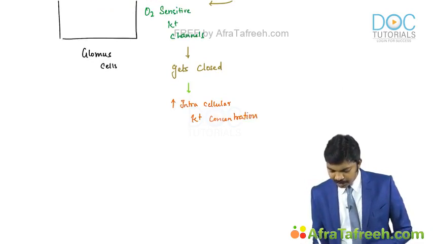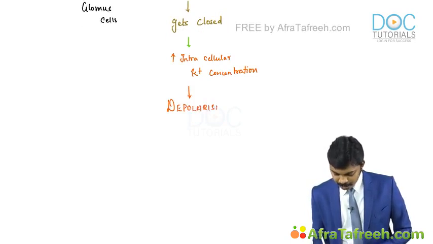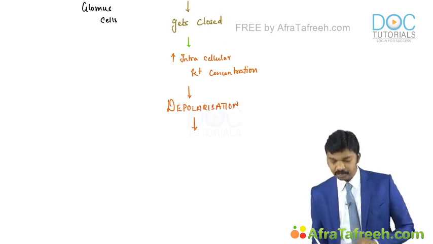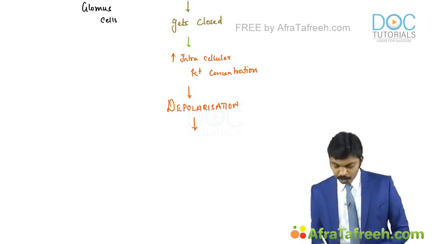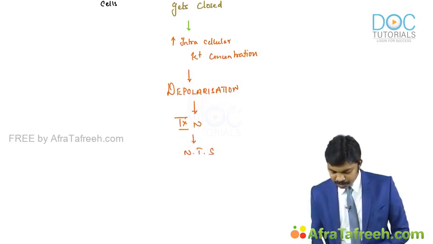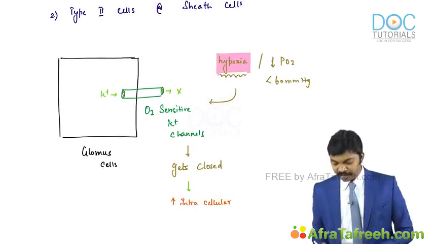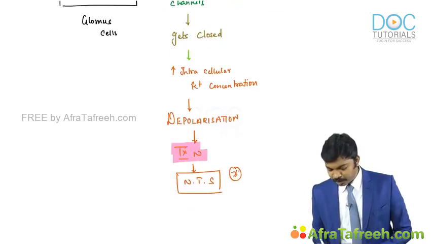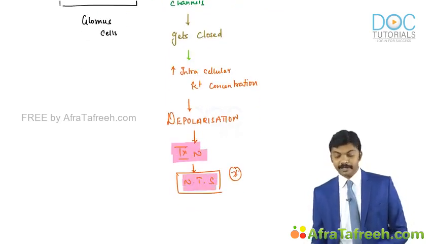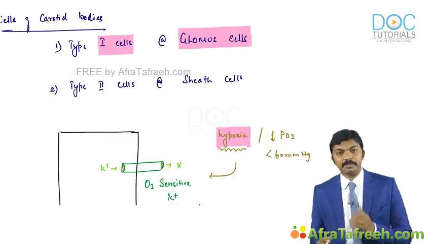and increased cationic concentration inside a cell leads to depolarization. As the cell gets depolarized, an action potential is generated, which is conveyed to the glossopharyngeal nerve, and the glossopharyngeal nerve takes this afferent to nucleus tractus solitarius, doctors. So, that is how point number 1, hypoxia, the most important trigger for peripheral chemoreceptor cells, is going to activate a peripheral chemoreceptor, thereby the afferent is going to transfer to nucleus tractus solitarius. Right, people? So, this is how type 1 cells or glomus cells of a peripheral chemoreceptor function.